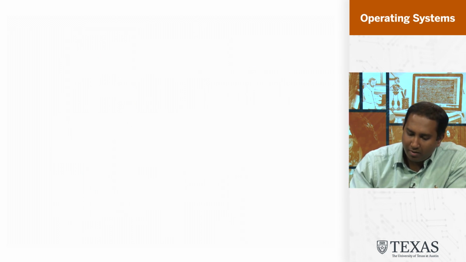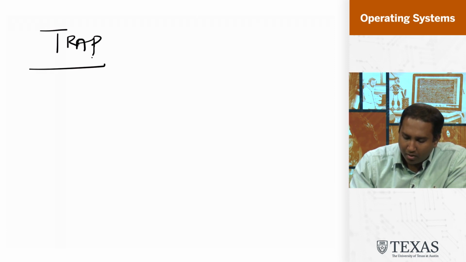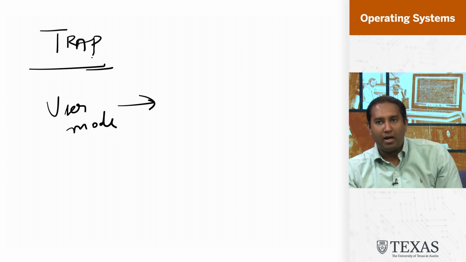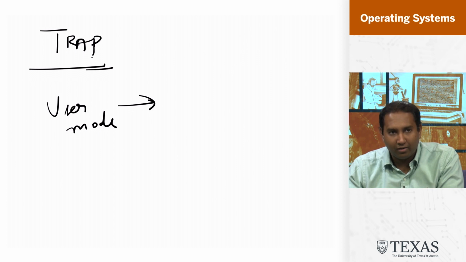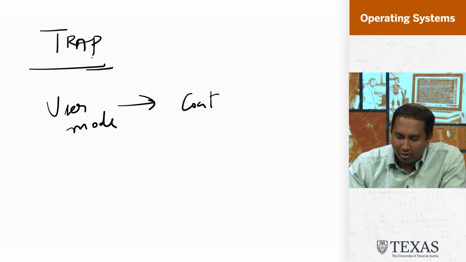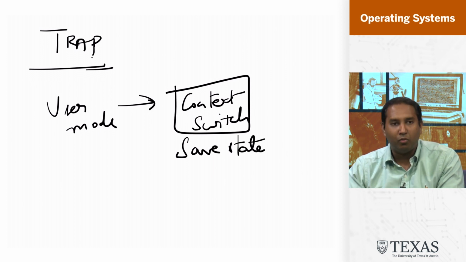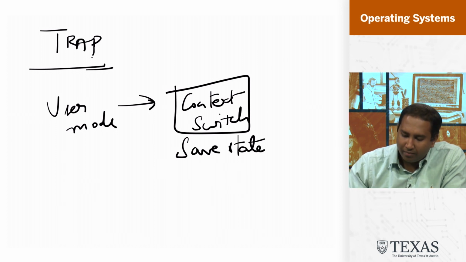So when you have a trap, you're currently in user mode. So one thing that needs to happen is that you are currently executing something in user space. You have to save that state. And you do that by something called a context switch, which we'll talk about next. But just think about it as you're saving state.